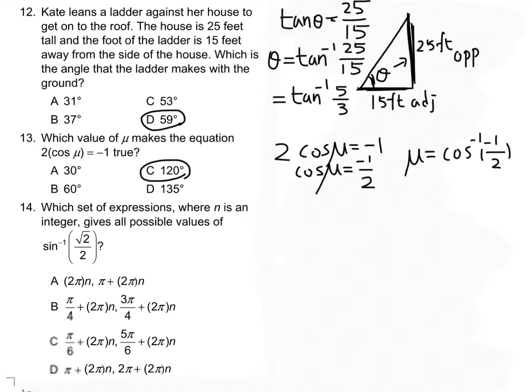Number 14, which set of expressions where n is an integer gives all possible values of inverse sine of root 2 over 2. Inverse sine of root 2 over 2. Whenever you see root 2 over 2, you should refer quickly to the 45-45 isosceles triangle information.